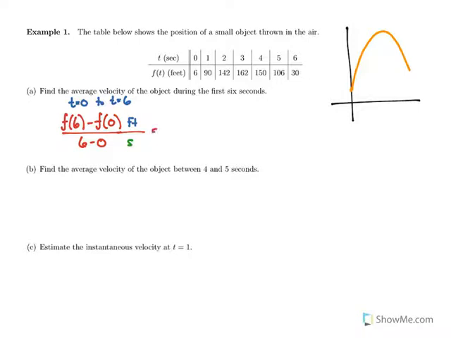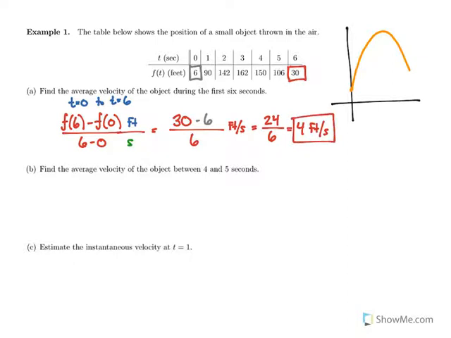So f of 6 using the table is 30 feet. f of 0 is 6 feet. And then we have over 6 minus 0, or over 6. This is feet per second. So 30 minus 6 is going to be 24, divided by 6. This should be 4 feet per second.